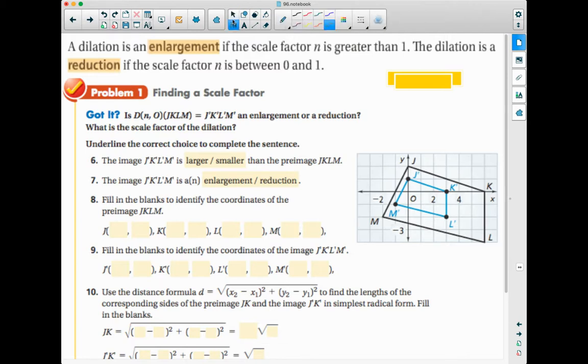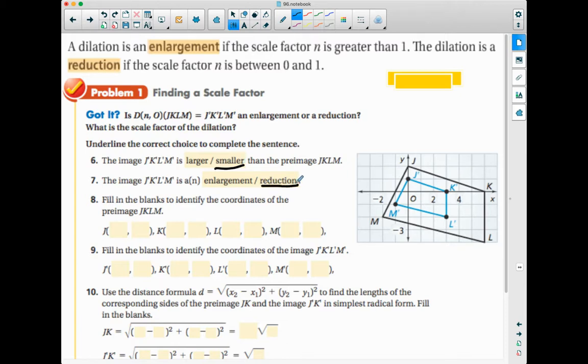The black one's my original figure because look at the names of the points. This is J, and this is J prime. Well, the prime one is our image. That's where we're going to end up. So I'm going from the black to the blue. Is it getting bigger or smaller? It's getting smaller, right? So I know it's a reduction. The image J prime, K prime, L prime, M prime is smaller than the pre-image JKLM, so it is a reduction.